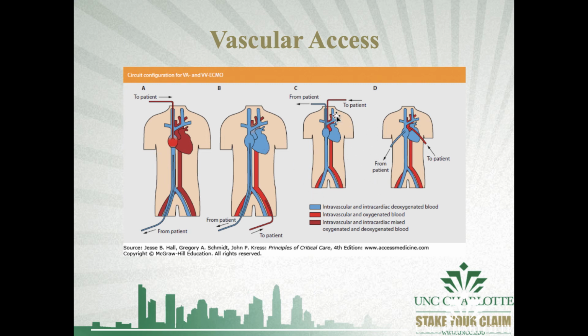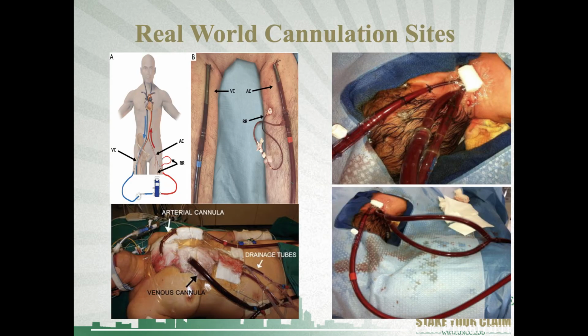Here we have our... it looks to me like an IJ, and this is actually the same single cannula, because sometimes you can put the return into the carotid artery, but that's usually reserved for the infants. Here we have our central cannulation, which you see is directly right into the heart, which is pretty intense.